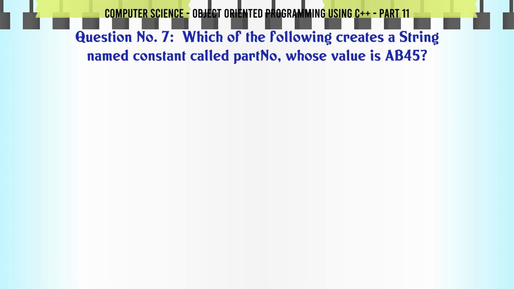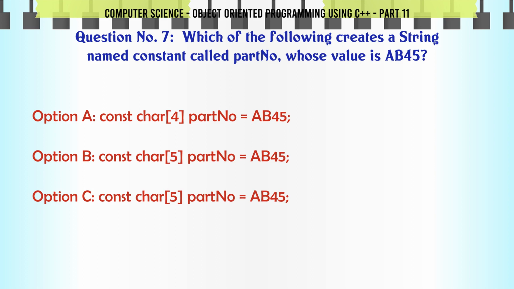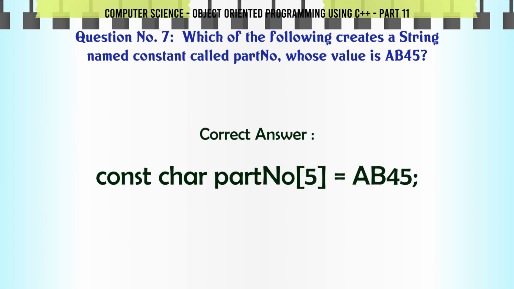Which of the following creates a string named constant called partNo whose value is AB45? a) const char[4] partNo = "AB45", b) const char[5] partNo = "AB45", c) const char 5 partNo AB45, d) const char partNo[5] = "AB45". The correct answer is const char partNo[5] = "AB45".